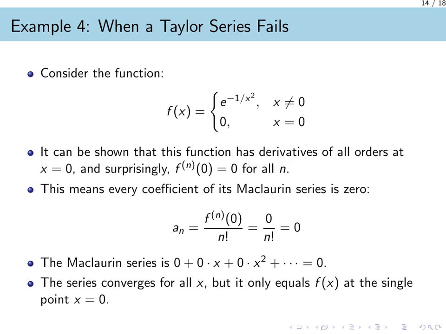Now let us look at a fascinating and important counterexample. While Taylor series are incredibly powerful, it is not always guaranteed that a series will converge back to the function that generated it. This slide shows a classic case where this representation fails. Consider the piecewise function shown here. It is defined as e to the power of negative 1 over x squared for all non-zero x, and it is defined to be 0 right at x equals 0.